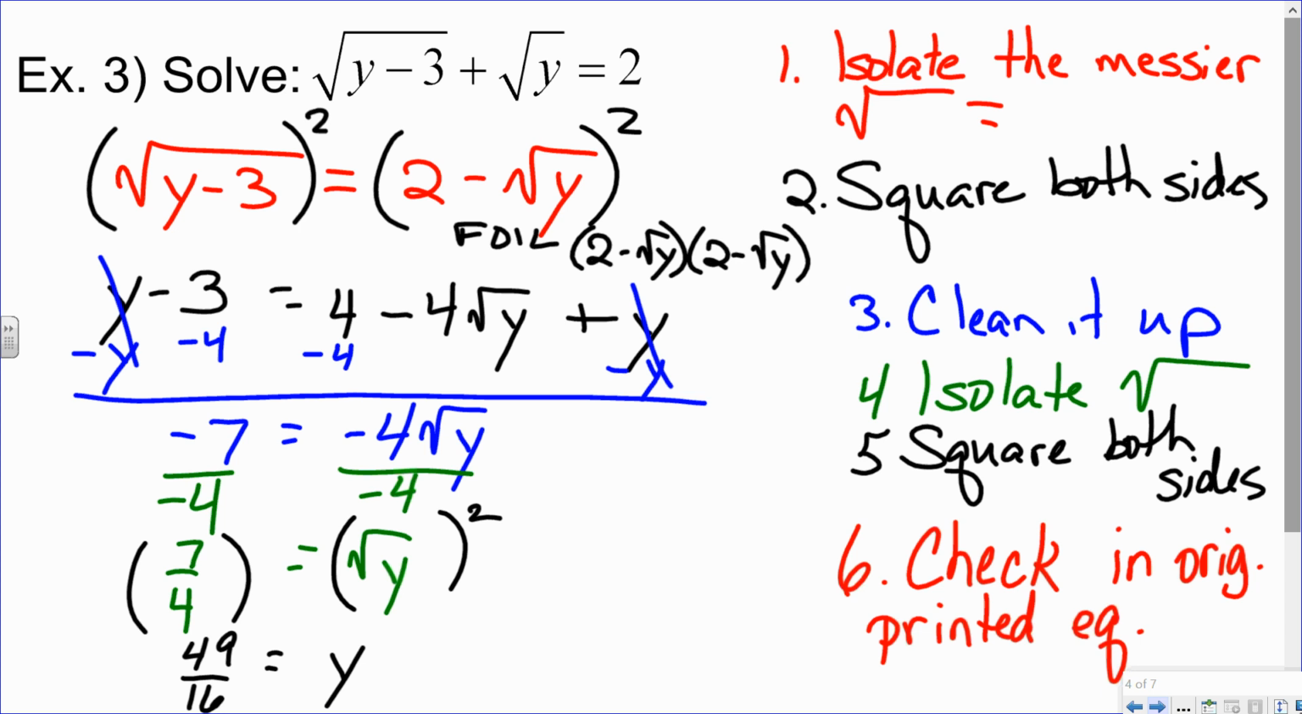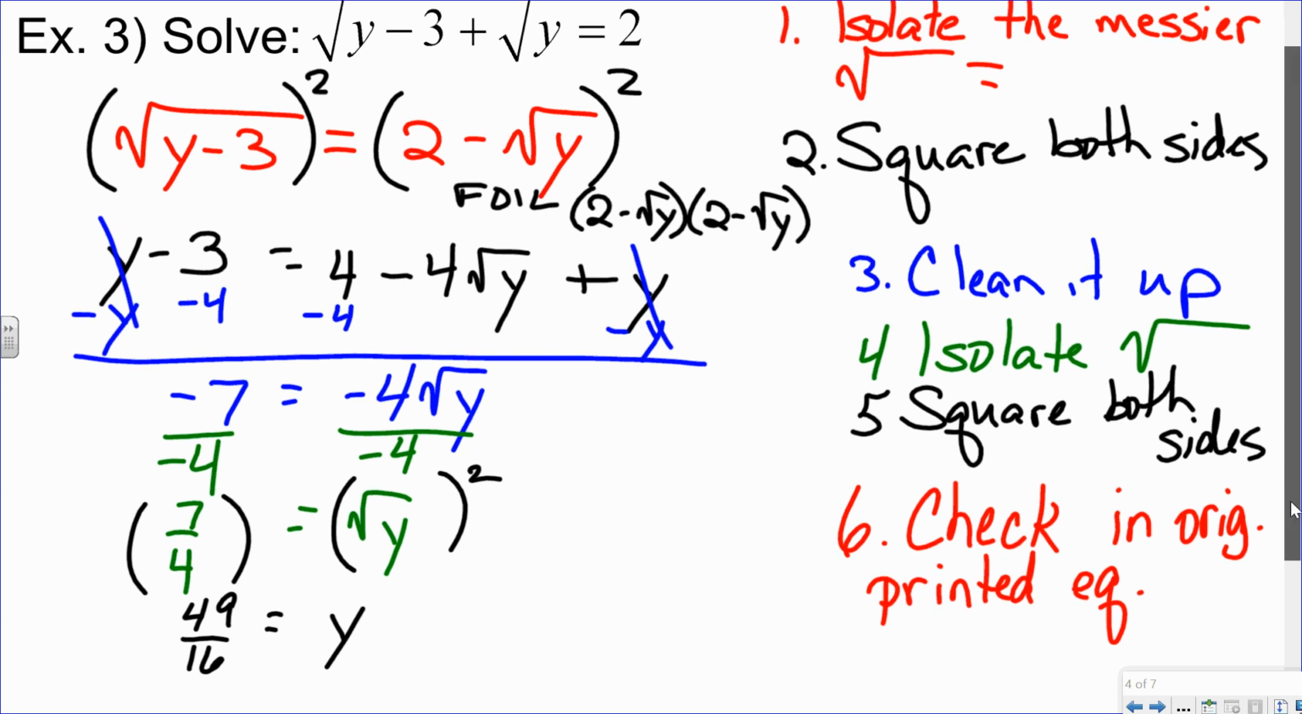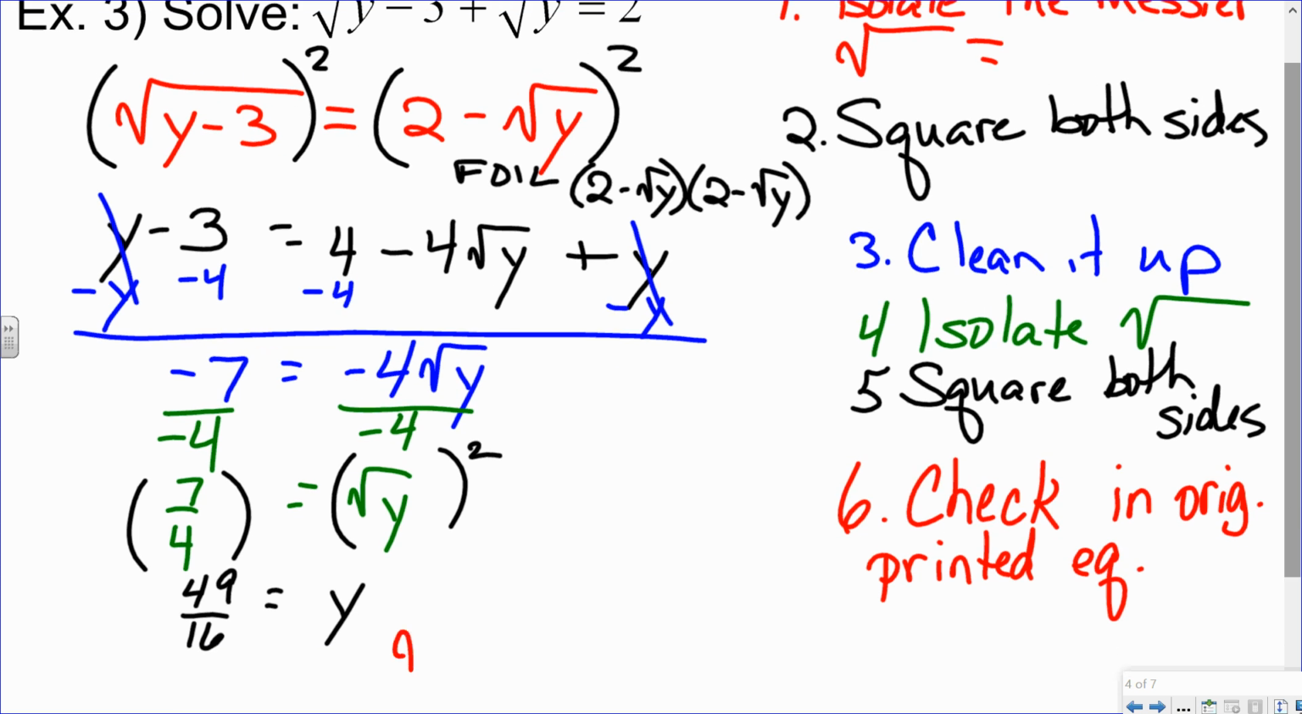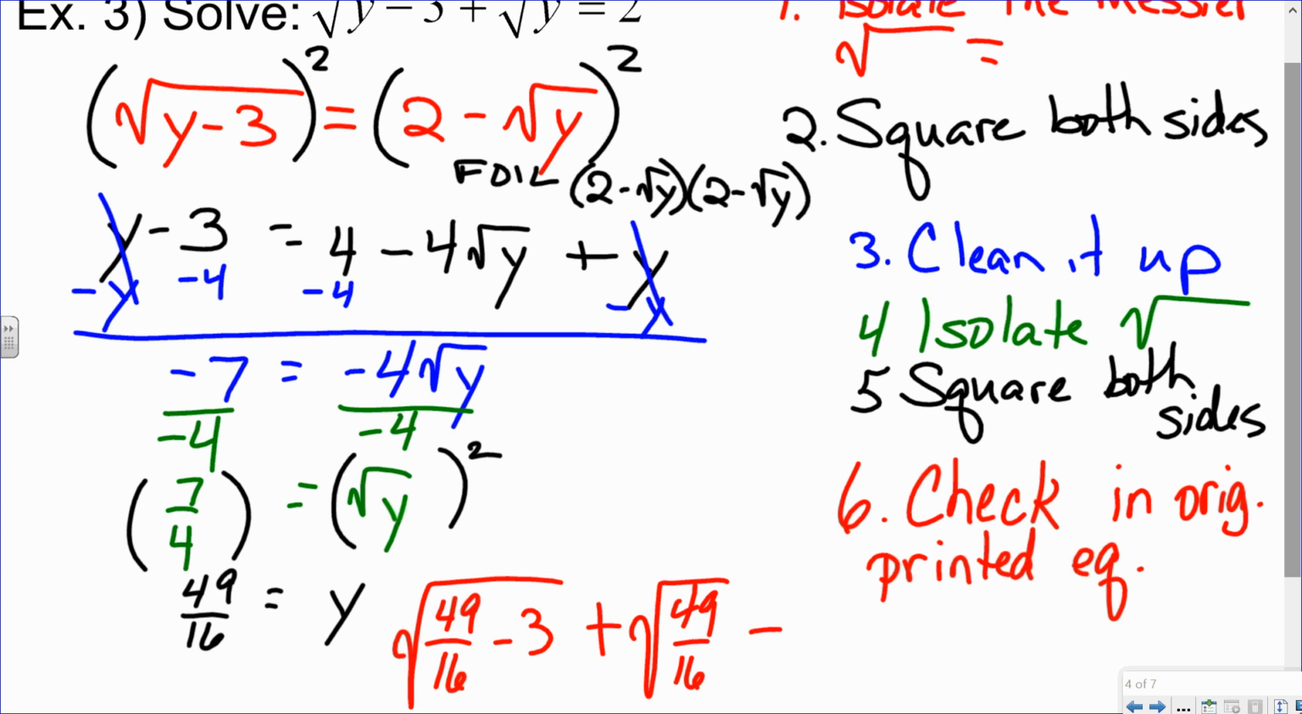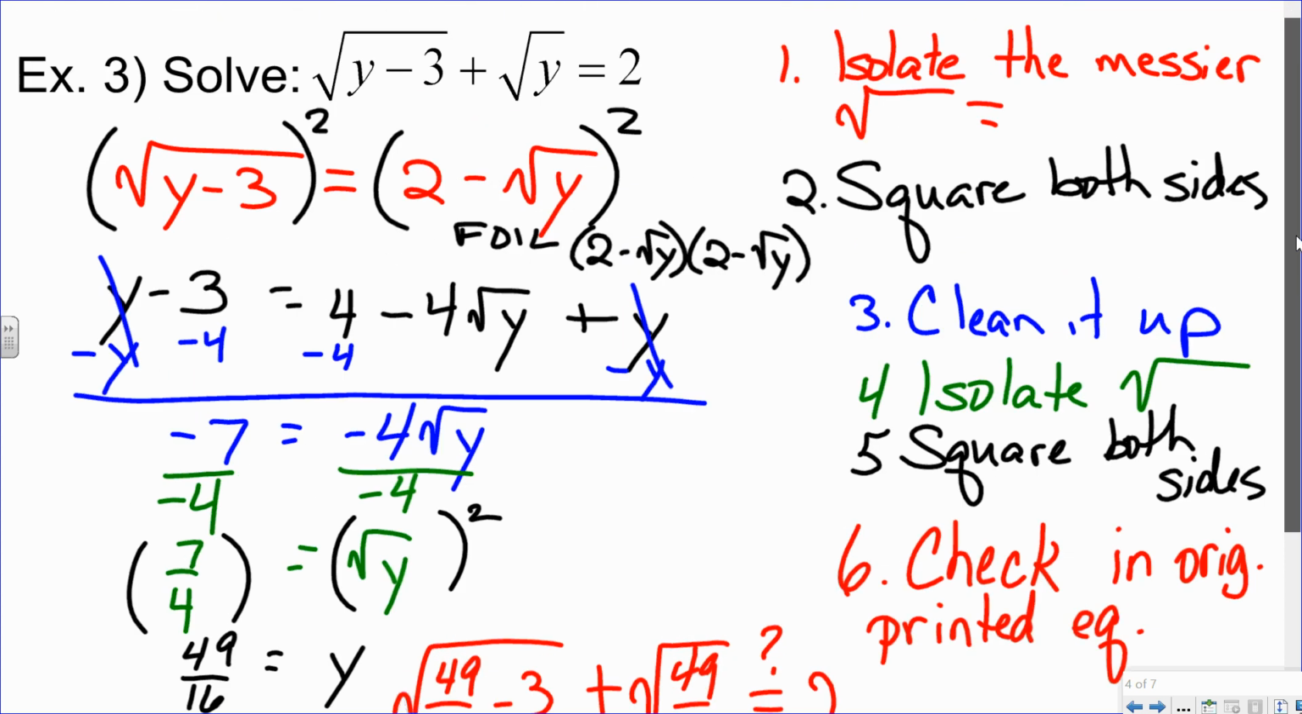So we're going to plug 49/16 in our original equation up here. So we will have square root of 49/16 minus 3 plus the square root of 49/16. And we want to know, does that equal 2? Because that was our original equation.